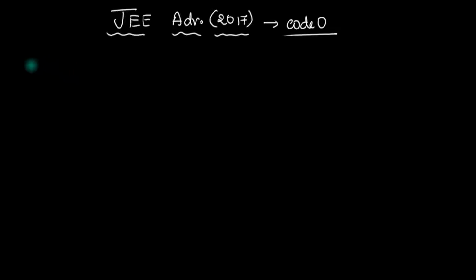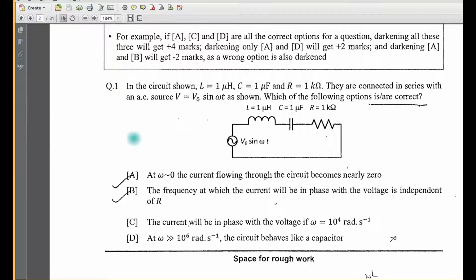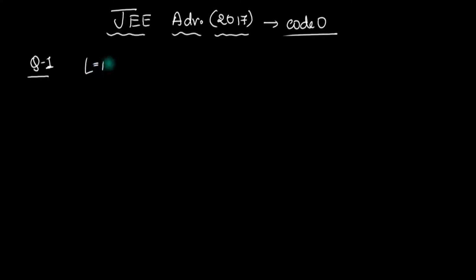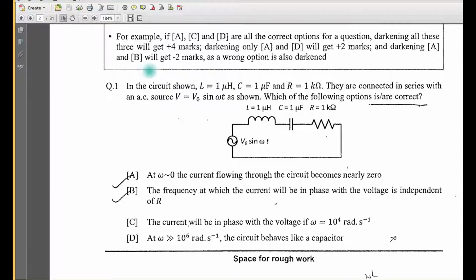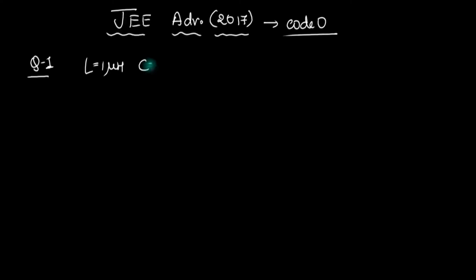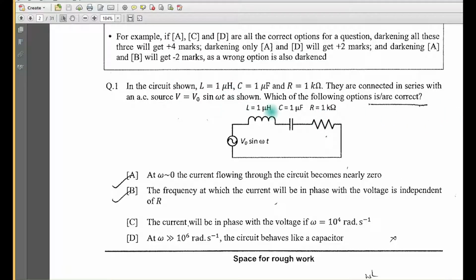And we'll start with question 1. This is strictly physics, okay? We have a circuit, an LCR circuit, which has 1 microhenry inductance. Let's write that down. 1 microfarad capacitance. And it has 1 kilo ohm resistance. They are connected in series to some voltage source.